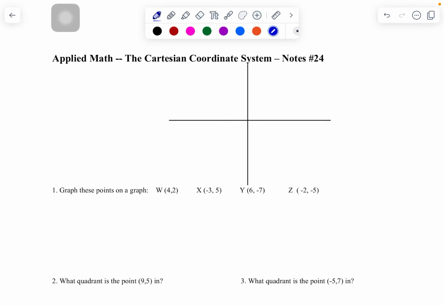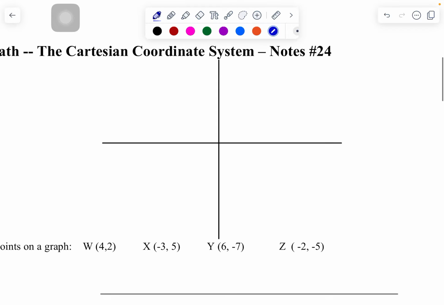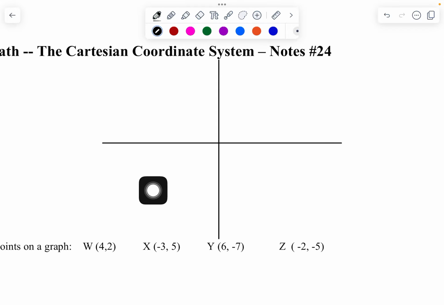All right, my lovelies, let's talk about notes 24. This is going to be on the beginnings of graphing the Cartesian coordinate system. So the first thing I want to do is to talk about what this looks like and what this is. This is a combination of your x-axis, which is your horizontal, left to right, and your y-axis, that's your vertical, up and down.